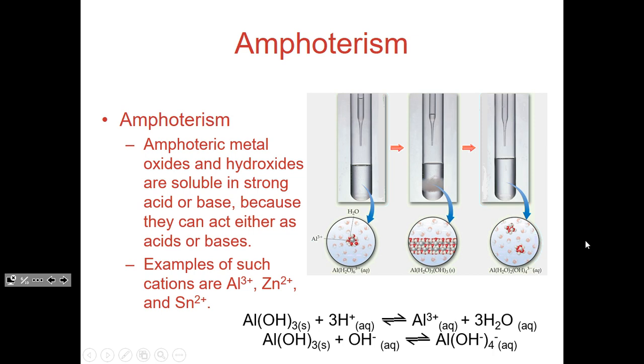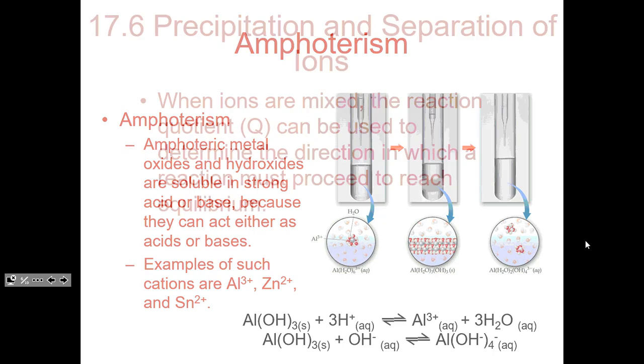Well, if it's attracting OH-, that's not what a base does. That's what an acid does. So here we have Al(OH)3 acting like an acid in one case and a base in another. That's why it's an amphoteric substance.